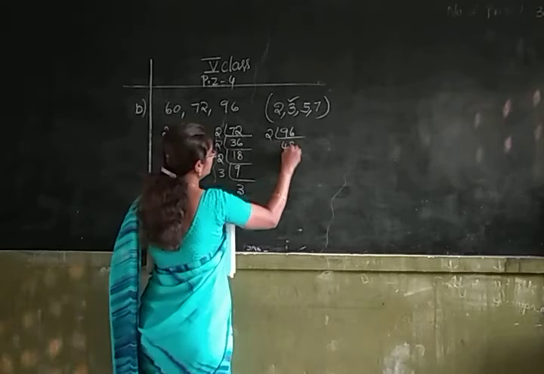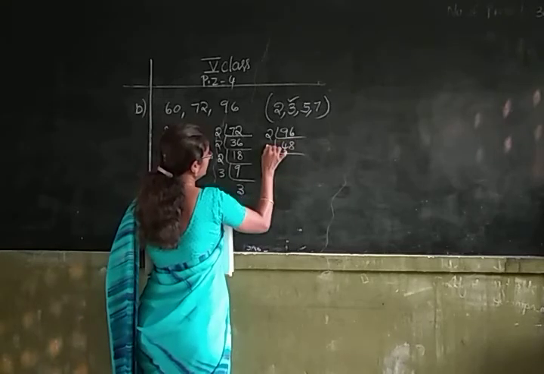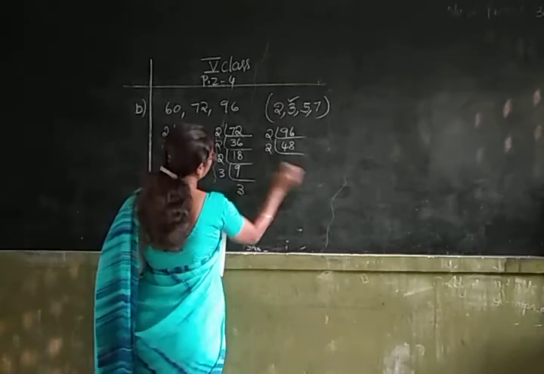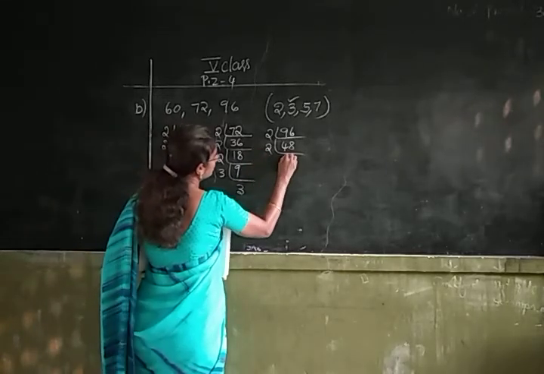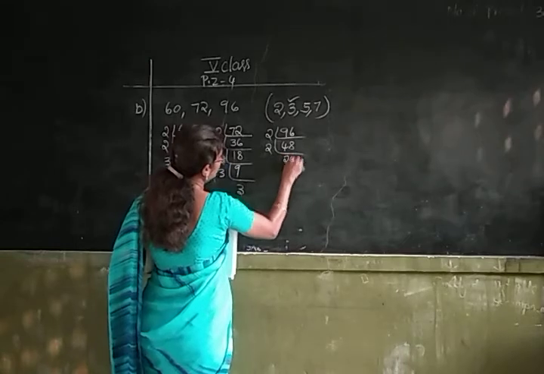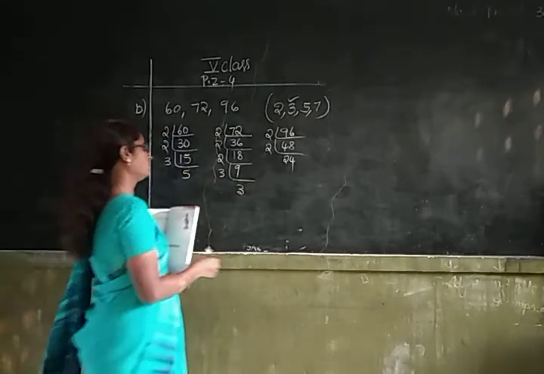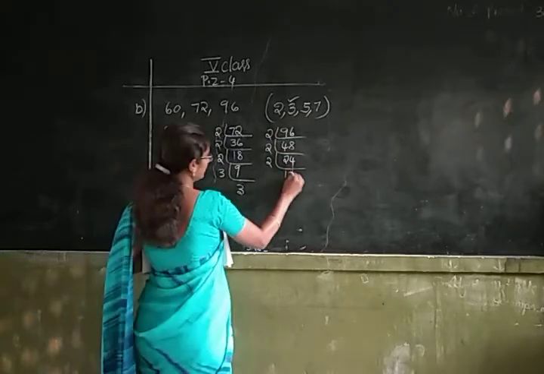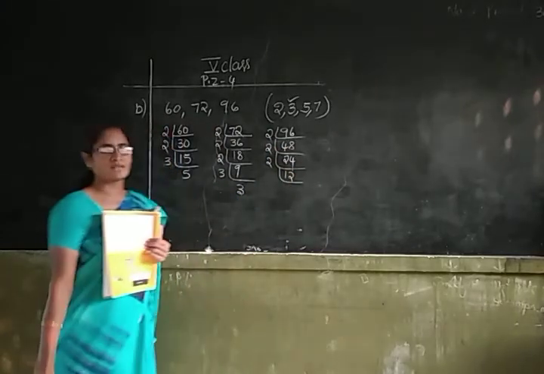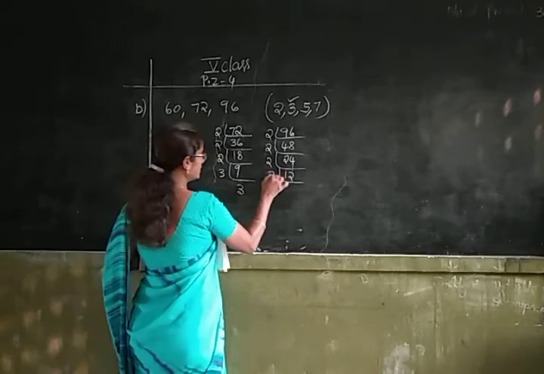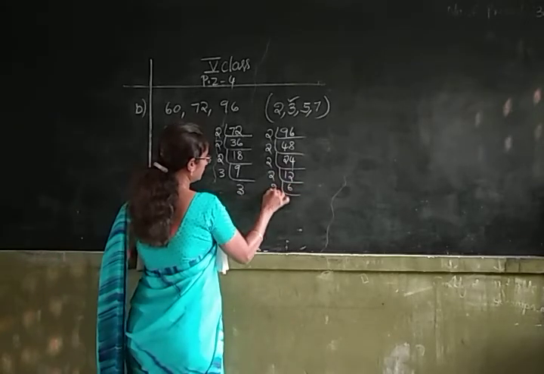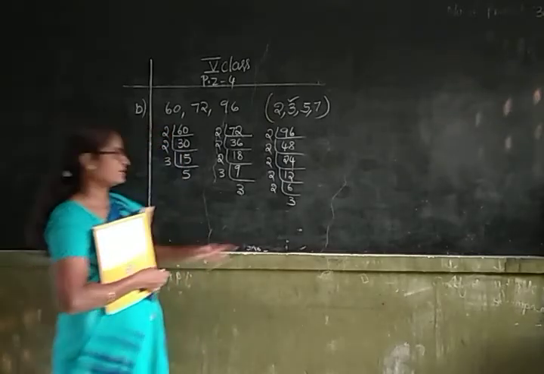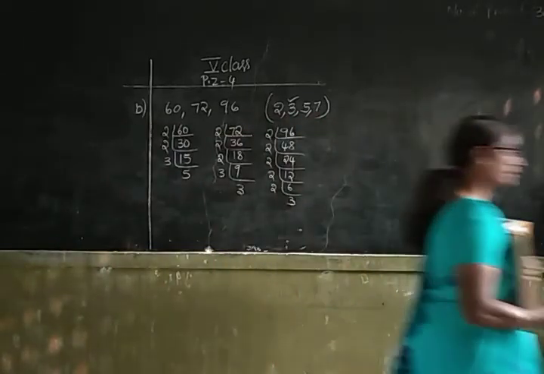48 goes in the 2 table. 48 is an even number, so it goes in the 2 table, and 2 goes how many times? 24 times in 48. Okay children? 24 is an even number, so it goes 12 times in 2. 12 is an even number, so it goes 6 times. 2 goes 3 times. So now we have to stop the prime factorization because we got an odd number.